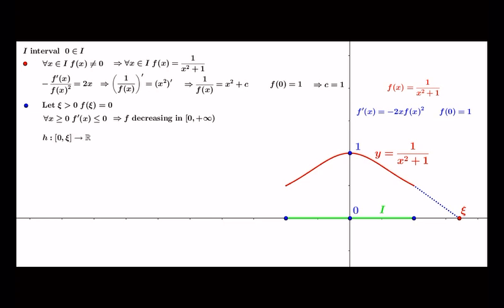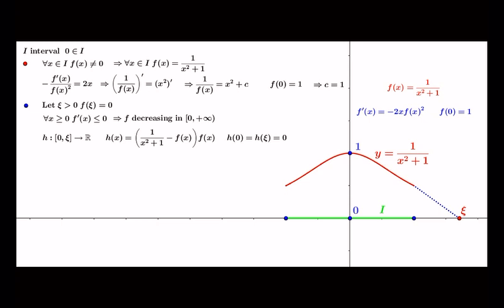Consider the continuous function h on the closed interval from 0 to ξ, which is described by the formula h(x) = (1/(x²+1) − f(x)) · f(x). h is 0 for x = 0 and x = ξ.